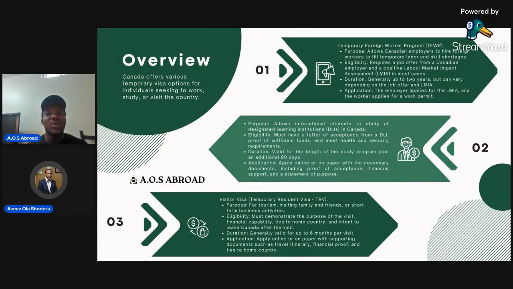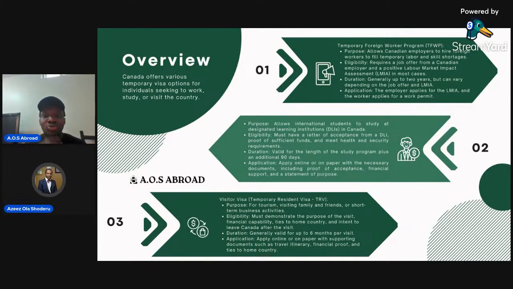The first one is the Temporary Foreign Worker Program, the TFWP. This allows Canadian employers to hire foreign workers to fill temporary labor jobs and skill shortages. The eligibility criteria is that you need a job offer from a Canadian employer and a positive Labour Market Impact Assessment report. Many people don't know that there are different types of LMIAs: positive, negative, and neutral. Most times a positive LMIA can actually get you that job in place of a neutral or negative LMIA.